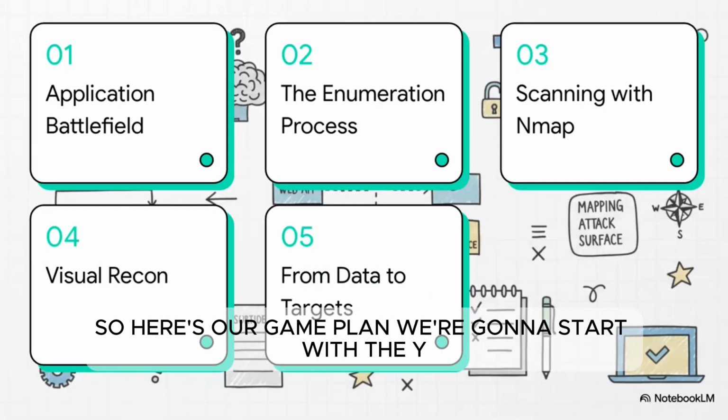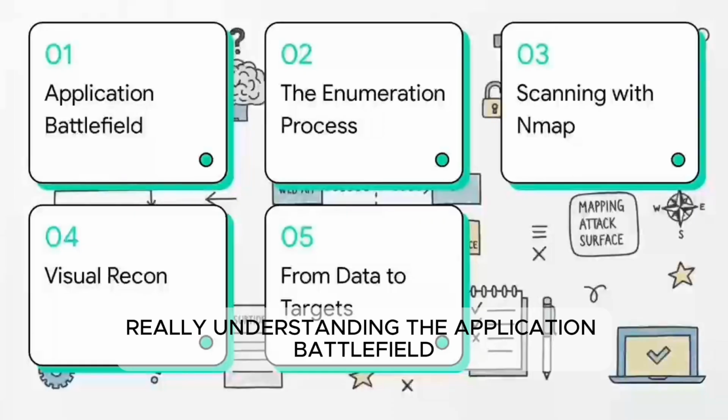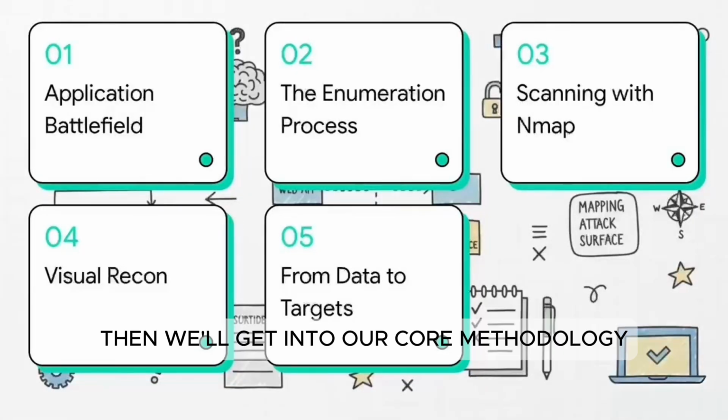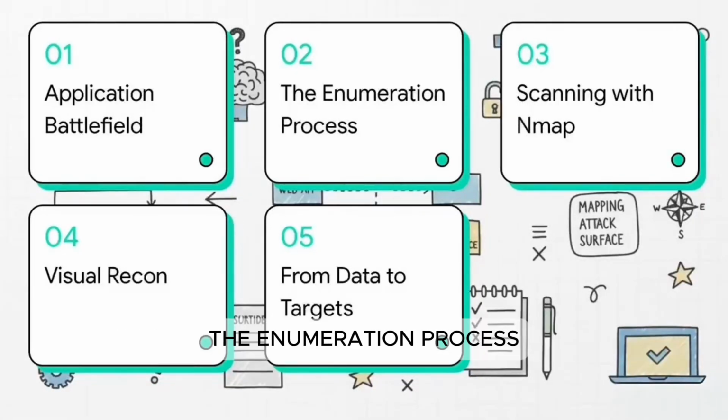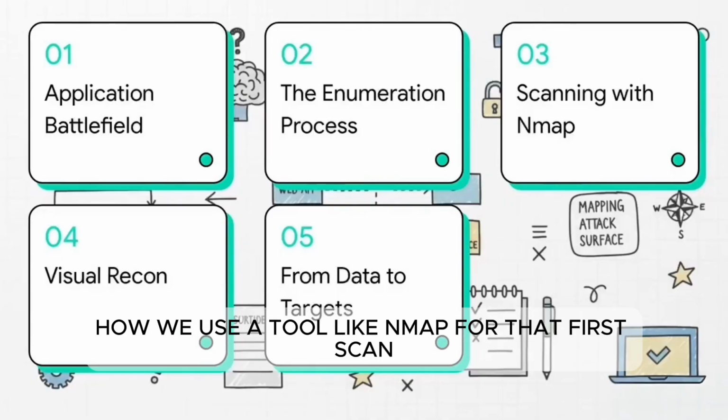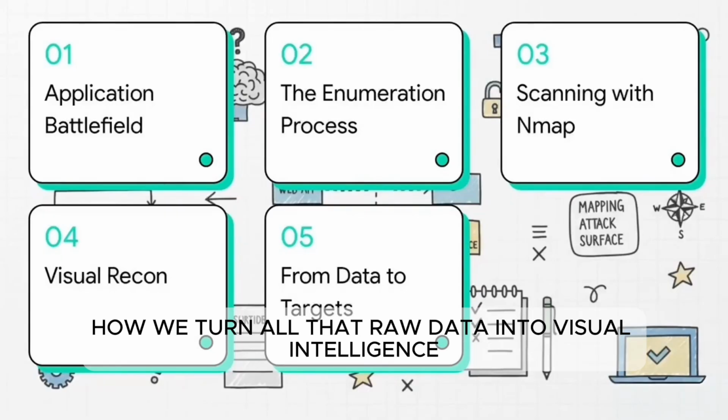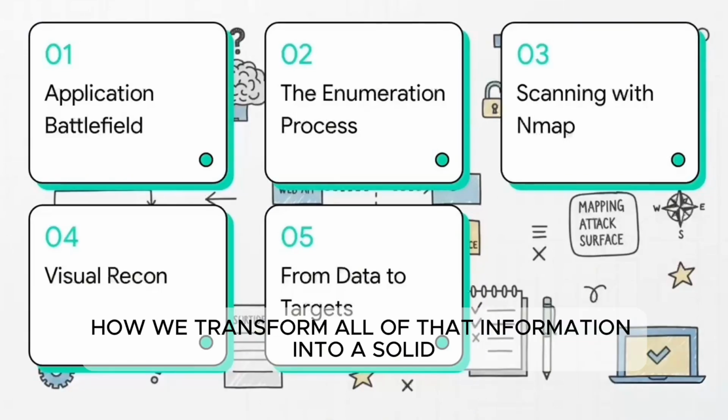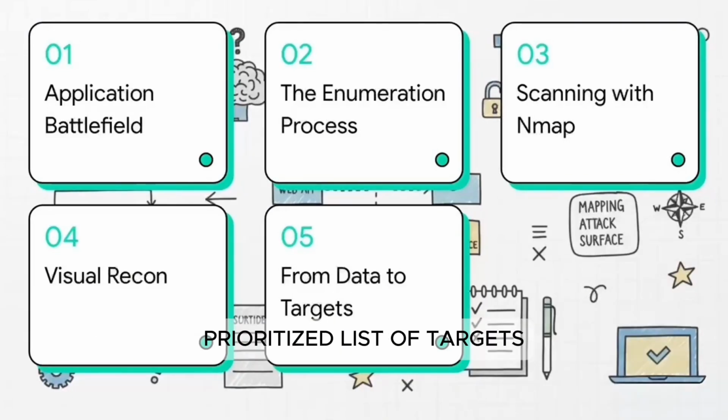Okay, so here's our game plan. We're going to start with the why, really understanding the application battlefield. Then we'll get into our core methodology, the enumeration process, how we use a tool like Nmap for that first scan, how we turn all that raw data into visual intelligence, and finally, how we transform all of that information into a solid prioritized list of targets.